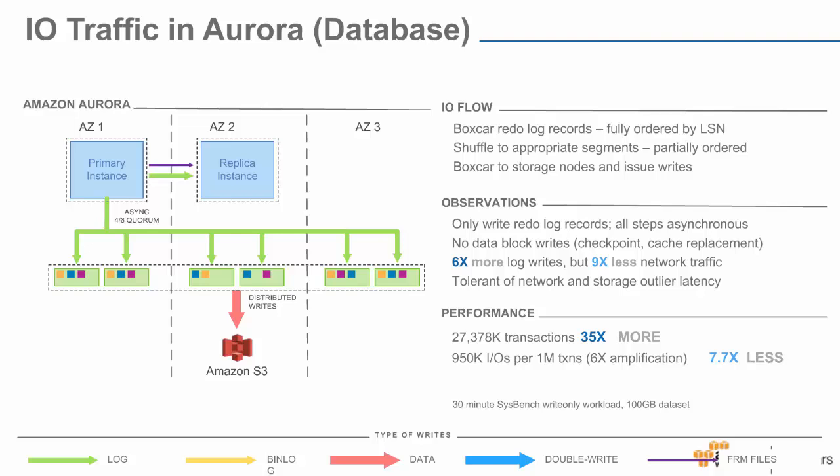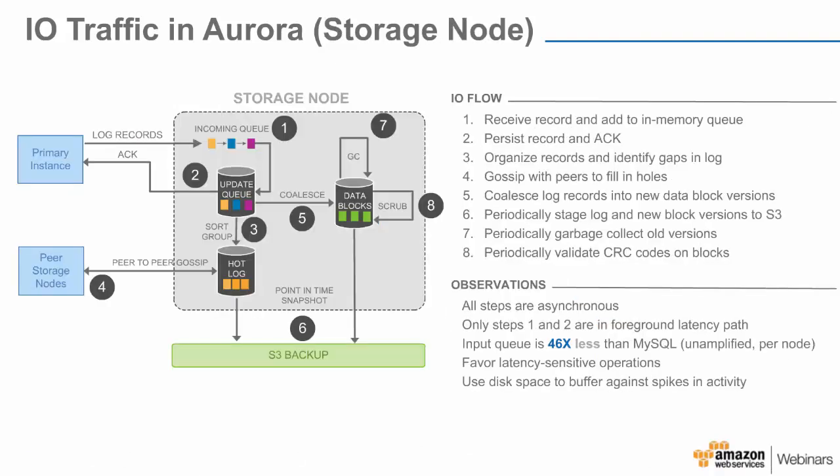And on the I/O side, we were able to do 950,000 I/Os for 1 million transactions. This is including 6-time amplification, because we are doing 6-time writes into the 6-way replicated storage. And you can see that is still 7.7 times less than what we were able to do with MySQL, because in MySQL, doing the same number of transactions within the same amount of period was 7.4 million. So it is 7.7 times less IOs, at the same time 35 times more transactions within the same amount of time. And that makes a huge difference.